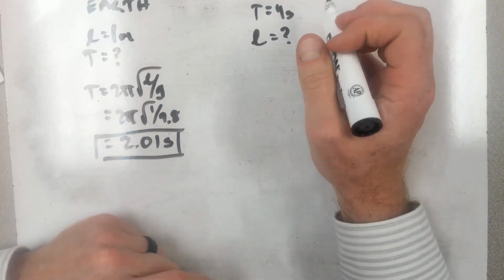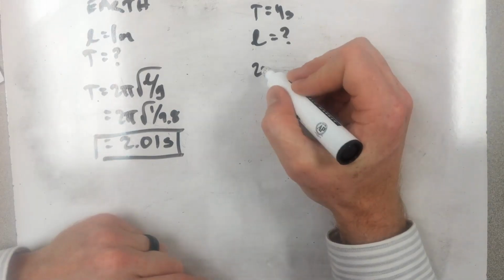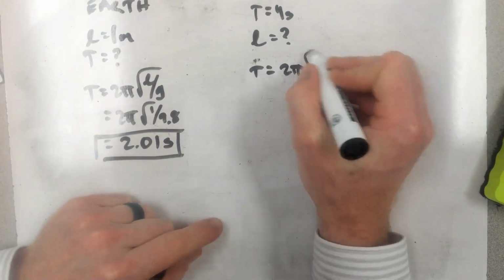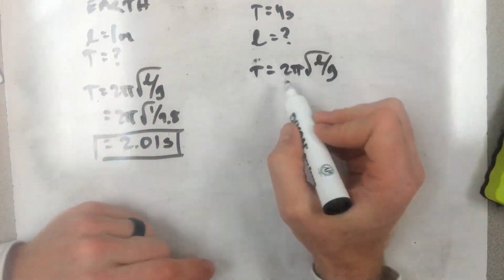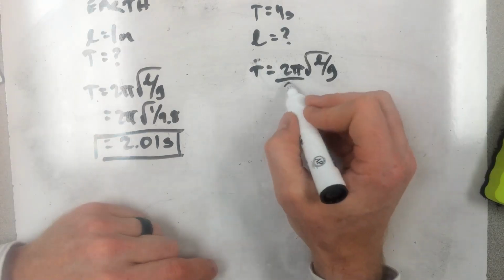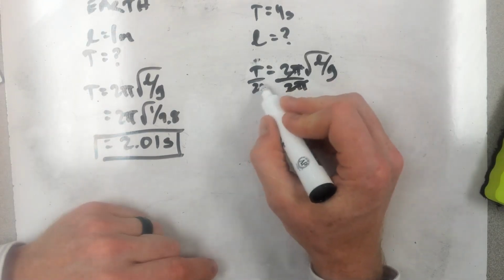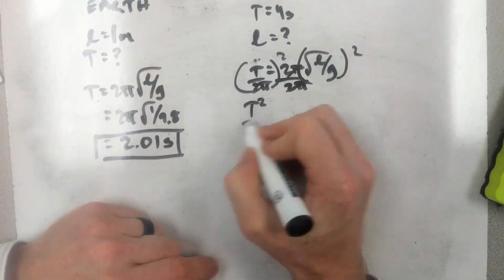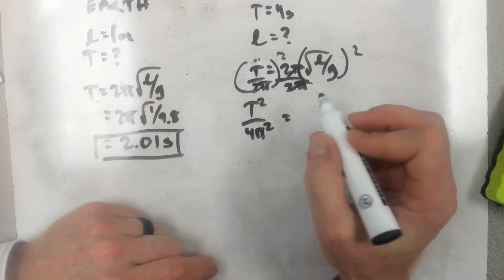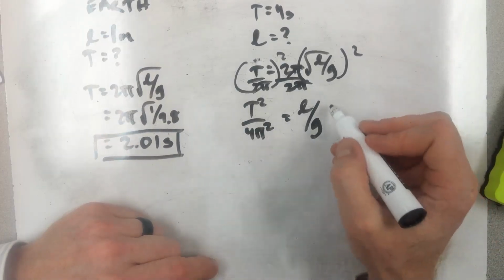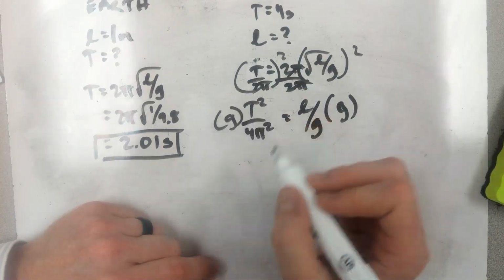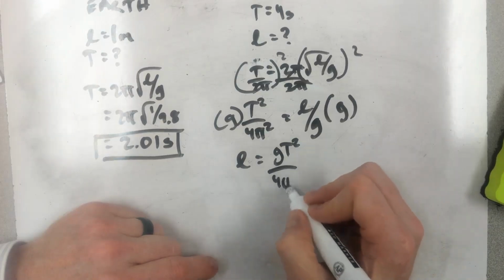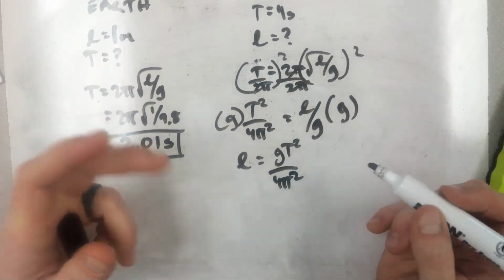I don't know what that sound is. Oh well. So again, T equals 2 pi times the square root of L over G. Now we're trying to get L out by itself again. So divide both sides by 2 pi and square both sides. T squared over 4 pi squared equals L over G. Multiply both sides by G. We end up with L equals G T squared over 4 pi squared.